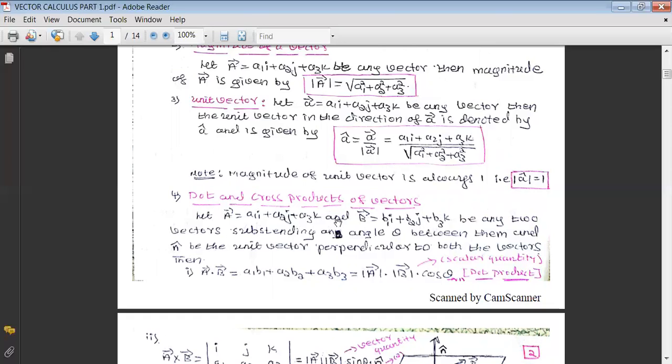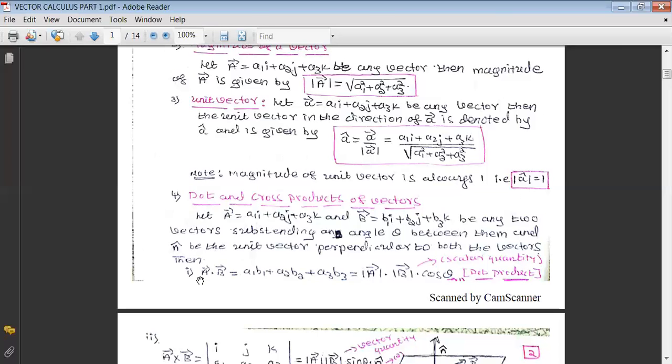Suppose you have two vectors like this, and suppose theta is the angle between these two vectors, and n cap, one more vector, is the unit vector perpendicular to both the vectors A as well as B. So A bar and B bar are the two vectors, theta is the angle between them, and n cap is a unit vector perpendicular to both the vectors. Then the dot product between the two vectors A and B is denoted as A bar dot B bar.